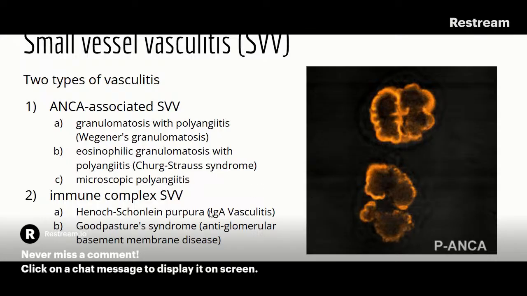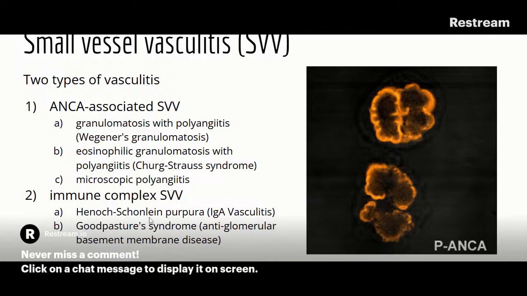You've got two main types of small vessel vasculitis. You have ANCA-associated ones, so you've got your granulomatosis with polyangiitis, eosinophilic granulomatosis with polyangiitis, and microscopic polyangiitis. These are all ANCA-associated in some way, shape, or form. So if you can see here, you can see p-ANCA immunofluorescent staining, right?